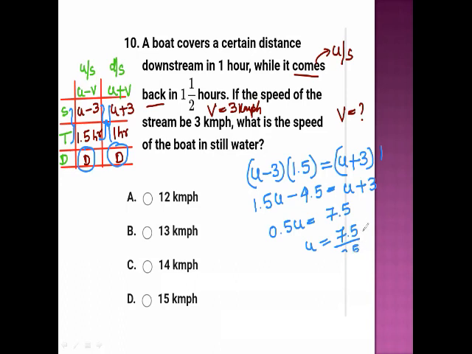It can be further simplified: 7.5 divided by 0.5 means 7.5 into 2, so the 2 will come upside, which is equal to simply 15 kmph. So the answer is 15 kmph. That is the solution for this question.